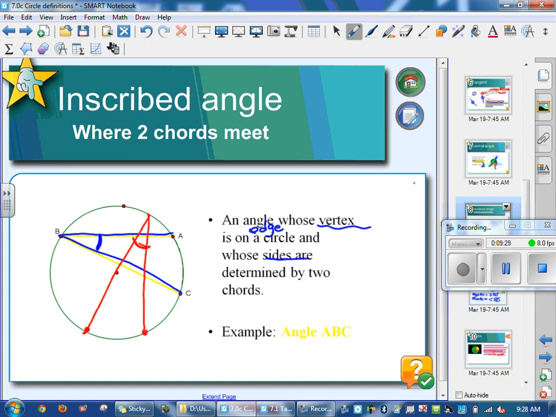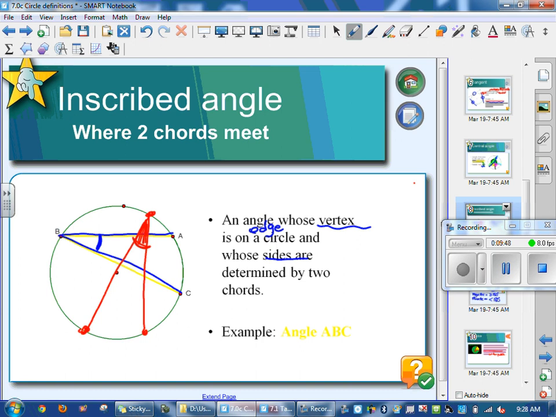Now, can the diameter form an inscribed angle? Did it form it? You bet it did. Because diameters automatically touch the edge of your circle. And then I just had to take one of those edge points and draw another line. Okay? Draw another chord.